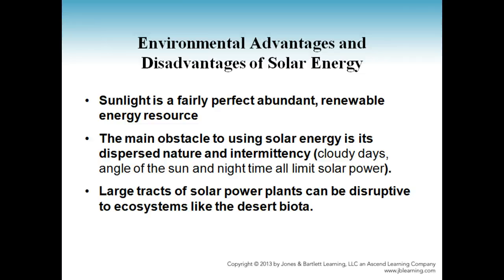Sunlight is a fairly perfect, abundant, renewable energy resource. The main obstacle to using solar energy is that it's dispersed in nature and intermittent, i.e., on cloudy days or on winter days, it's hard to capture enough sunlight to keep systems running, and of course it doesn't work at night. Large tracts of solar power plants can be disruptive to ecosystems like desert birds, so that's also a concern.